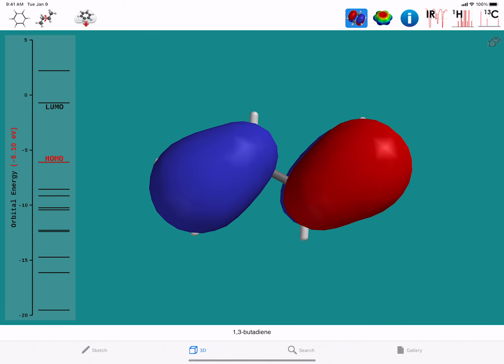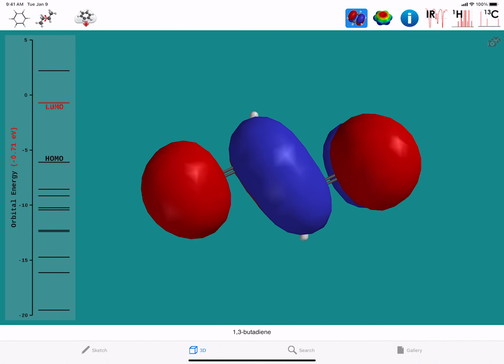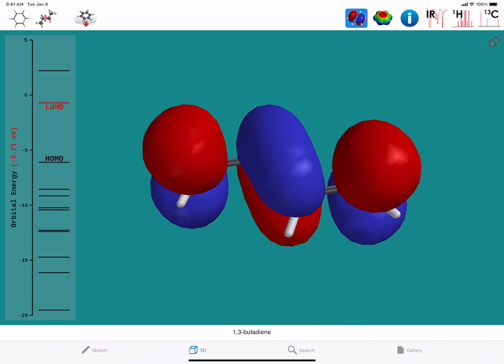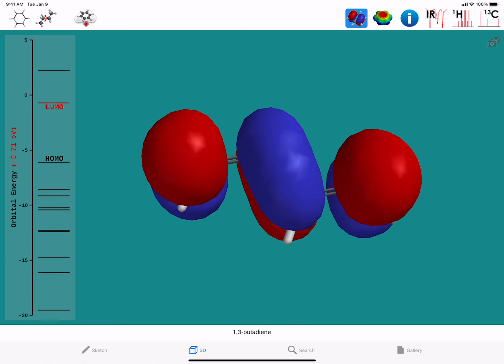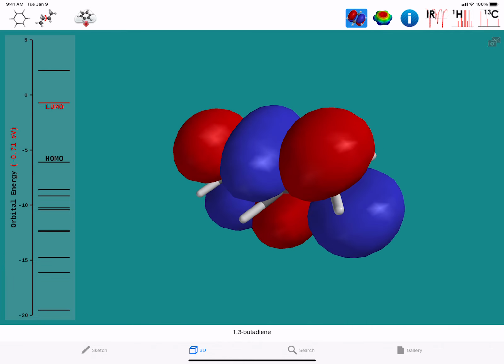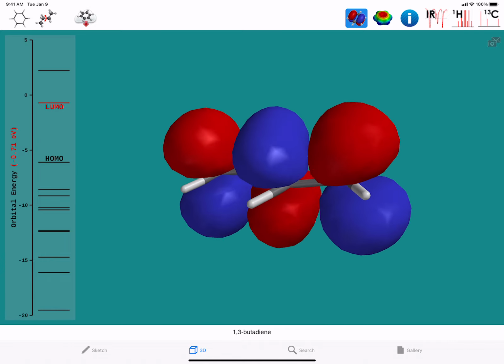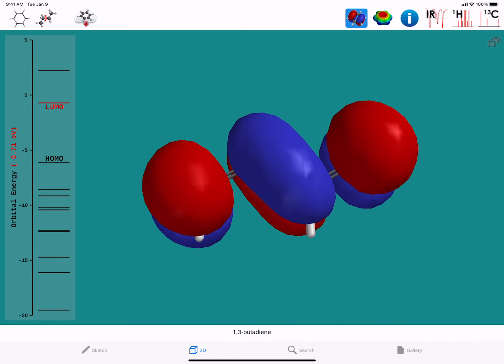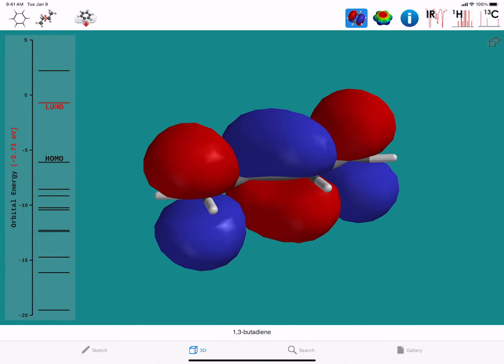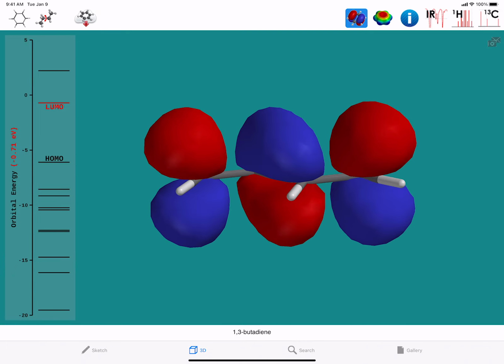The next highest orbital is this one. This now has 2 nodes. Notice that the nodes are between carbons 1 and 2 and between carbons 2 and 3, but that you do have side-by-side overlap without a change in wave function sign between 2 and 3. So the nodes are between 1 and 2, between 3 and 4. I think I said that wrong the first time.